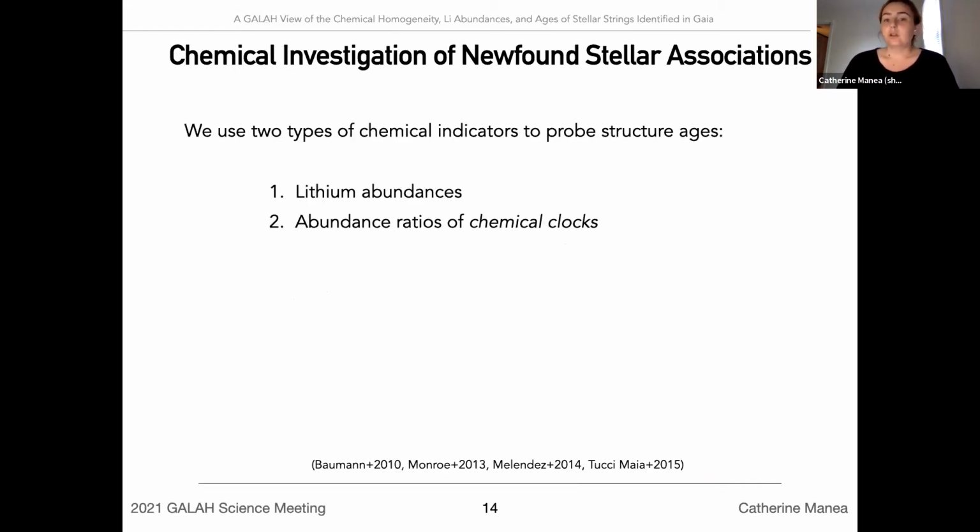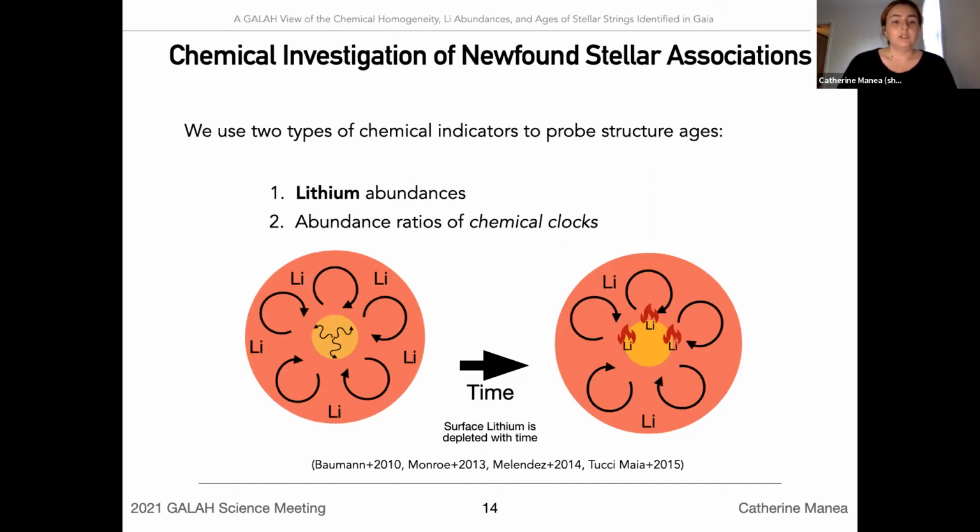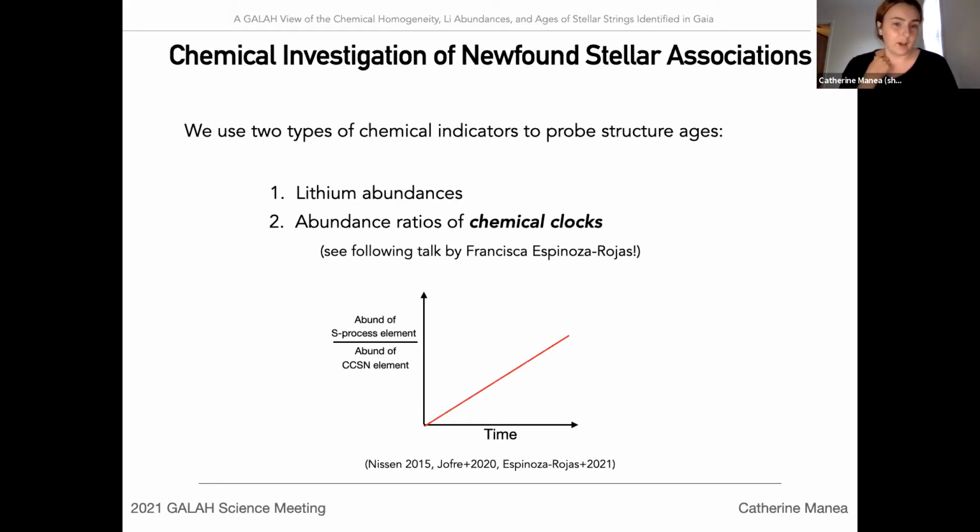We also probe structure age using chemistry. So the original discoverers probed ages from isochrones, and we can test or confirm these ages using chemistry. So we use lithium, which is a great indicator of age in low and intermediate mass main sequence stars, and also chemical clocks. And I'm not going to talk about the science behind these because the talk following directly mine is by an expert in this, but they're abundance ratios that scale with stellar age.